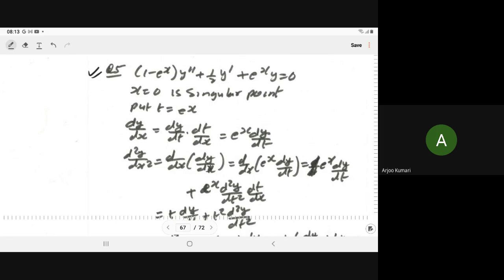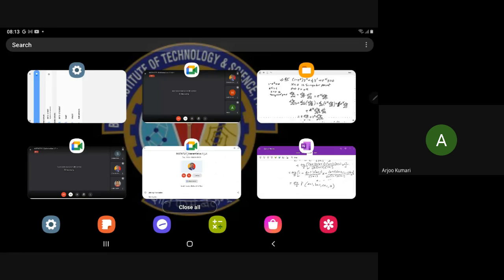So just by substitution we can find it. You have to find where 1 minus e to the power x is equal to 0. When it is 0, it will give you e to the power x is equal to 1, so x is equal to 0. So x is equal to 0 is what? It is a singular point. Then after that we take x into p of x.